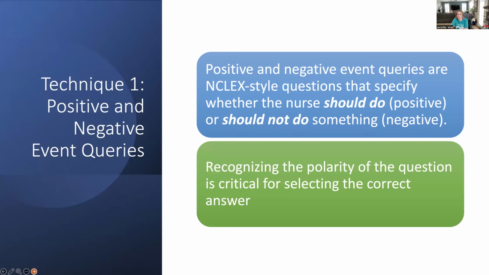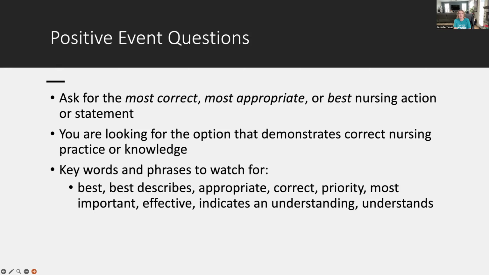Or should not do. And so those are our negative events, our negative polarity. So recognizing the polarity of the question is critical for selecting the correct answer. So basically that's saying we have to understand what the question is asking us, right? So let's take a look a little bit more in detail at these positive event questions.